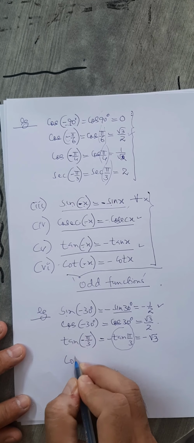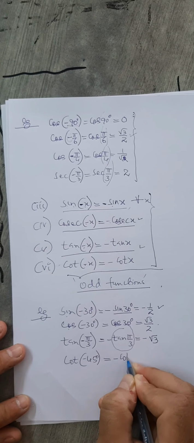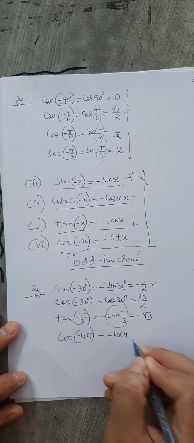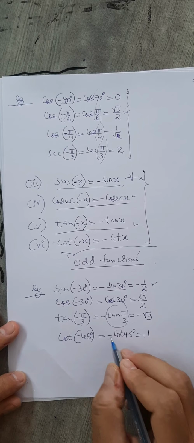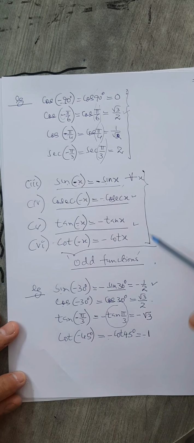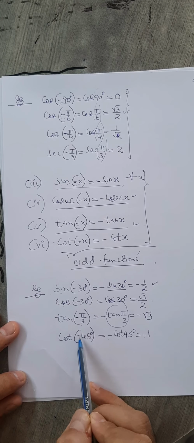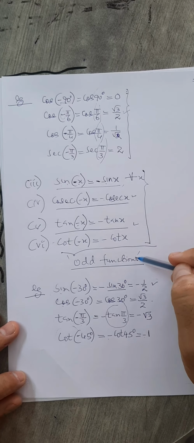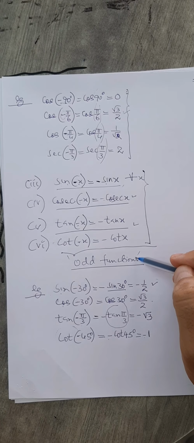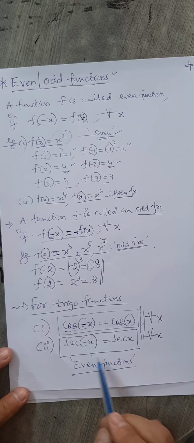Suppose next I want to get cot minus 45 degrees. So this is same as minus cot 45 degrees. Now what is cot 45 degrees? It is 1. So you have minus 1 because the minus sign is there. So for these four functions, you have that minus outside. This minus will come out, and therefore these functions are called odd functions. And the previous two which I have stated, that is cos and sec, are called even functions.